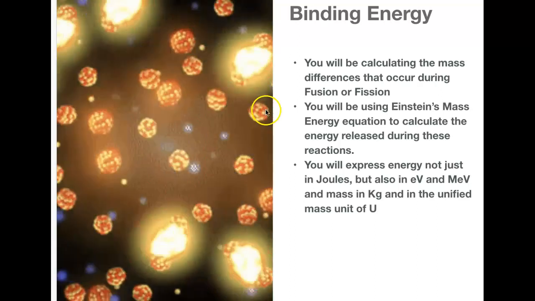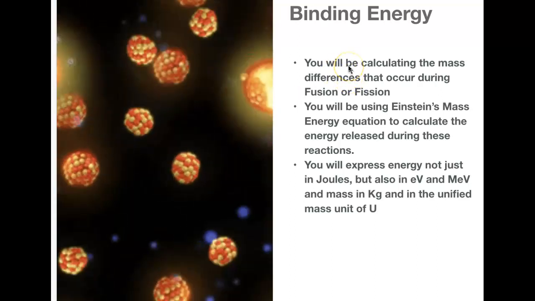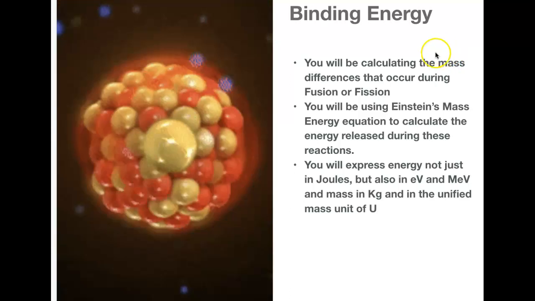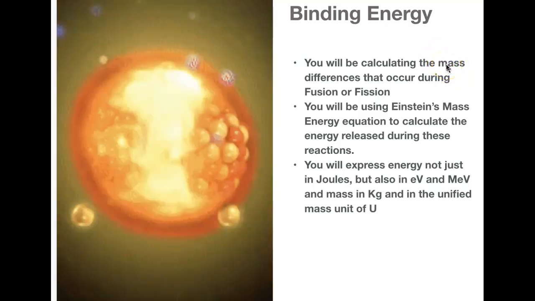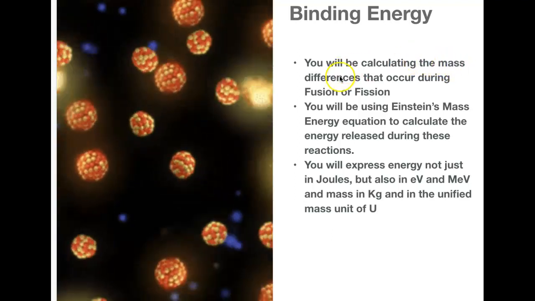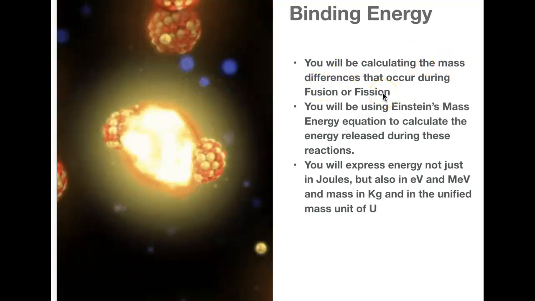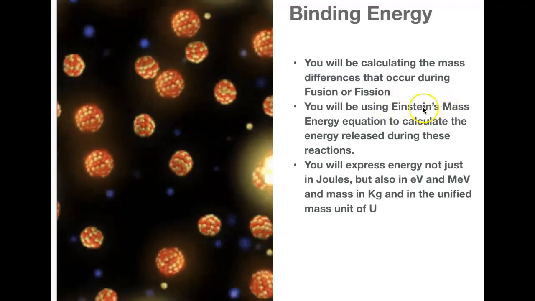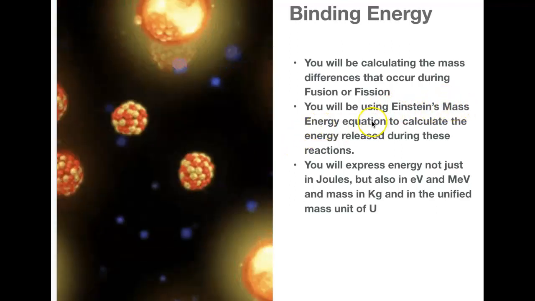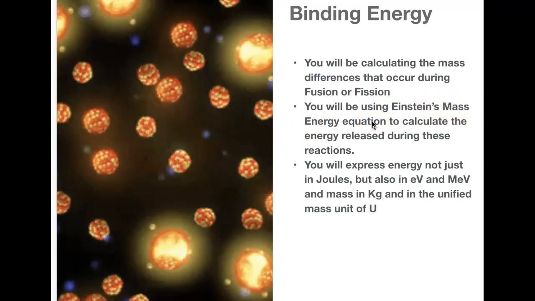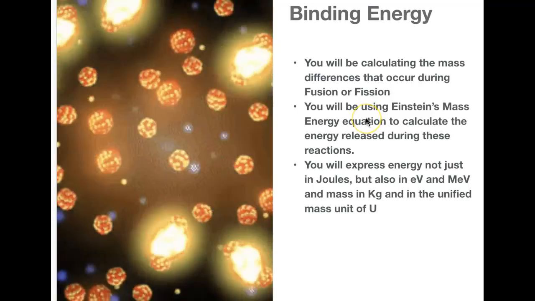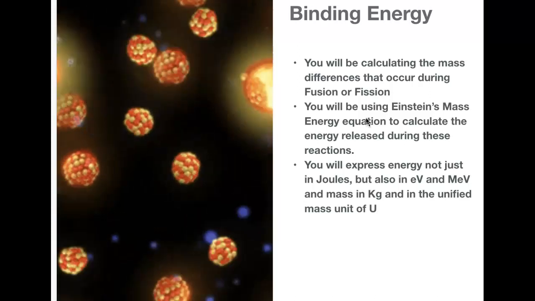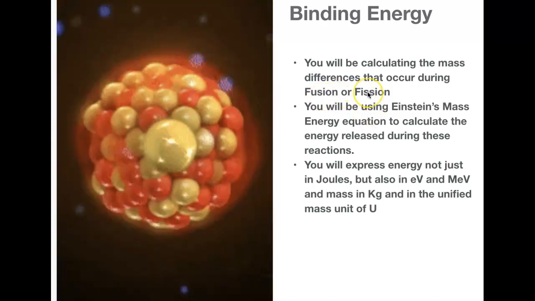So what are you going to learn about in this video? You are going to learn that there is a mass difference, more importantly some missing mass, which happens during fusion and fission. You will also be introduced to Einstein's mass-energy equation, although you probably know it already, E equals mc squared, to consider the amount of energy that's released in a fusion or fission reaction.